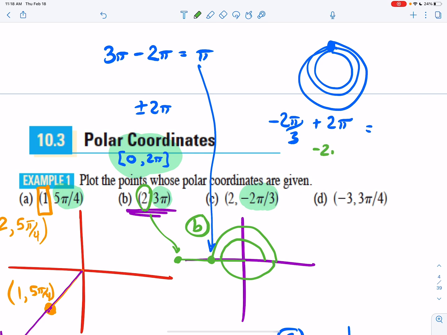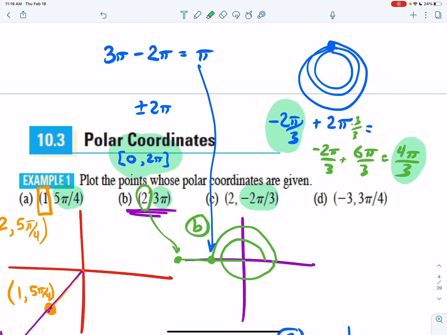This is the same thing as negative 2 pi over 3 plus 6 pi over 3 if I multiply top and bottom by 3. And that would give me 4 pi over 3. So negative 2 pi over 3 and positive 4 pi over 3 are essentially the same thing because you end up in the same spot.